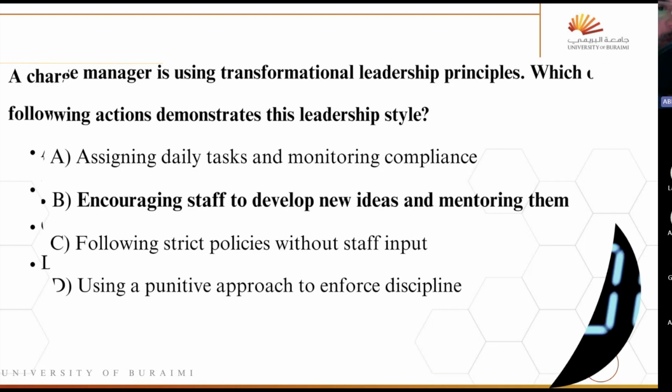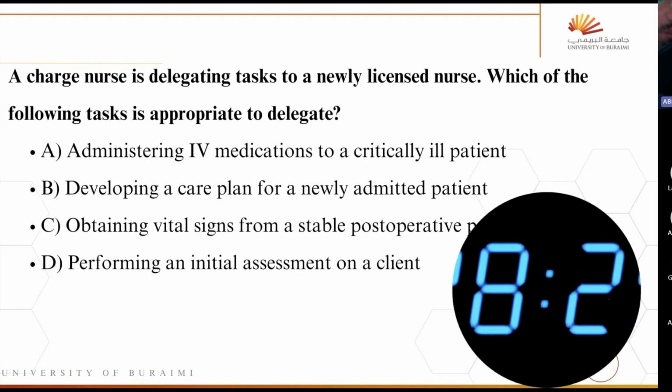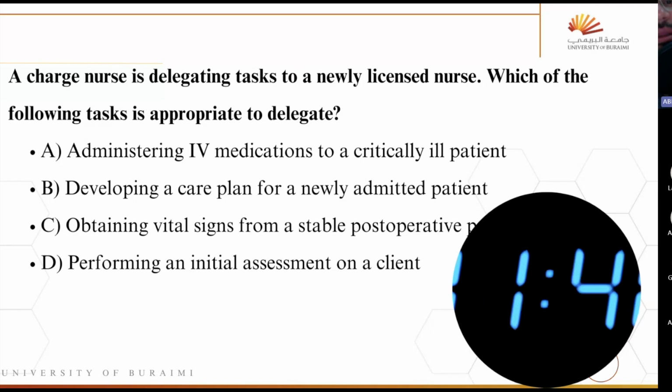Right, the second question. A charge nurse is delegating tasks to a newly licensed nurse. Which of the following tasks is appropriate to delegate? So what is the most appropriate task to be delegated? Pay attention to the tips in the question: newly licensed nurse means junior nurse.